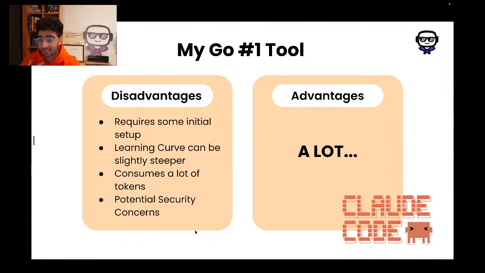Now, this is my number one go-to tool, and I want to share some of the disadvantages and some of the advantages. So the disadvantages: it's a little bit more difficult to set up, as you saw here, but we're going to help you do that. The second one is the learning curve is a little bit steeper than an app like Lovable or just a web app like ChatGPT or Claude. It also is more expensive. It just consumes more tokens, and it has potential security threats, but I wouldn't worry about it too much. But I want you to know that they're there.